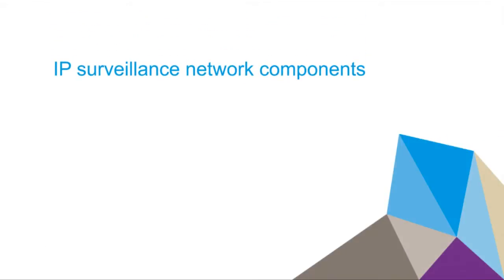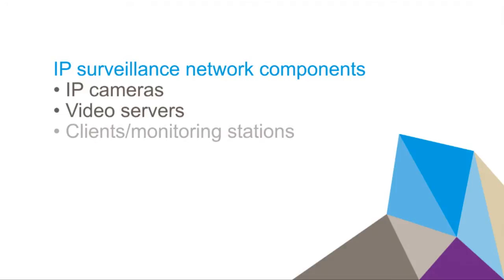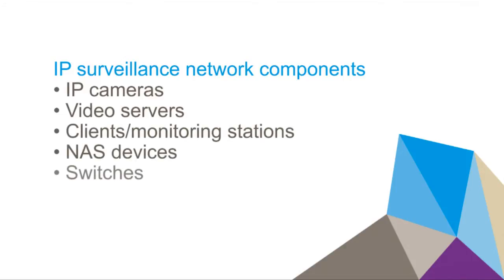No matter what the size of an IP surveillance system, it will always include one or more of the following components: IP cameras, video servers, clients or monitoring stations, NAS devices, switches, and cabling.